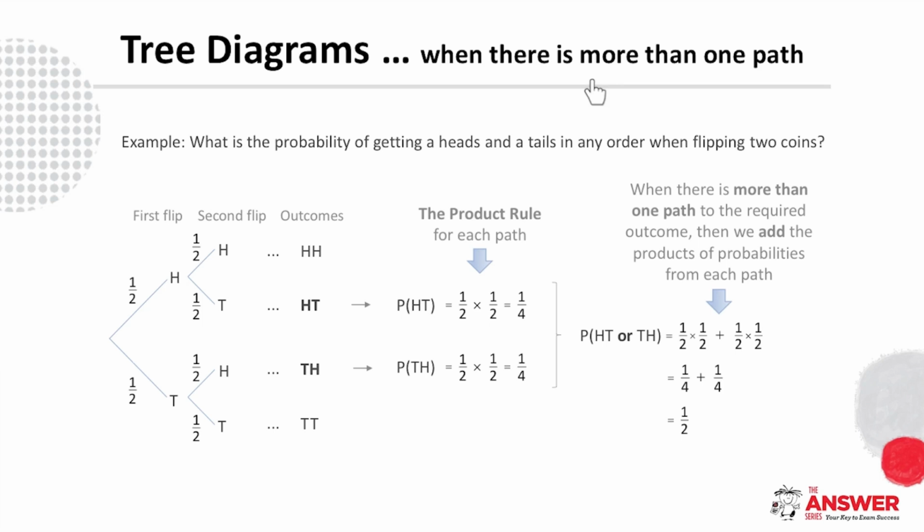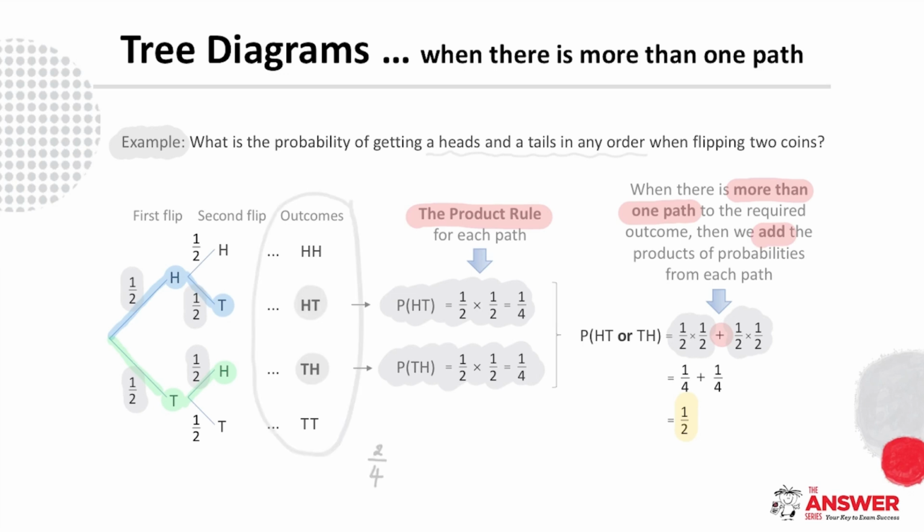What about when there is more than one path to consider? Well, for this example, where it is asking for the probability of landing heads or tails in any order, for each path we use the product rule, and then we add the products of the probabilities from each path to get the probability of all possible outcomes. Again, you may recall from earlier when we were looking at the outcomes for heads and tails in any order, we found that there were 2 out of the 4 possible outcomes that met this requirement. And so the answer of a half correlates with this rule here, which also results in the answer of a half.